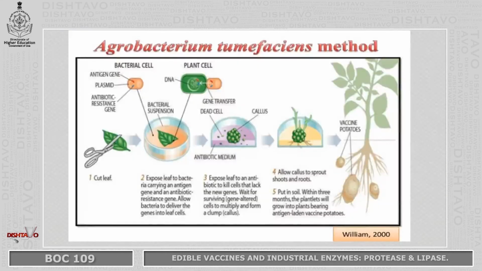You can see in the next picture the Agrobacterium tumefaciens cell, a bacterial cell, which is used to infect the plant cell. The plant cells are then callus cultured, and from there come the seedlings, the transgenic plants which will produce potatoes, which can be used as edible vaccines.